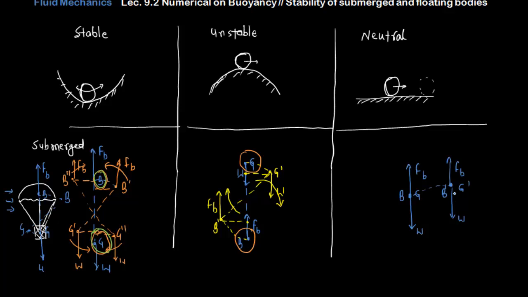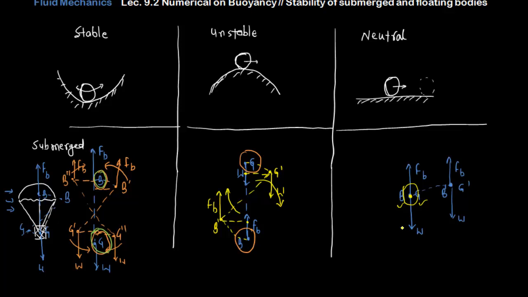So now, as there is no net force and net moment, these points B dash and G dash are not trying to approach each other or to go further away from each other. So this type of system is defined as a neutral equilibrium system, or a submerged body is said to be in neutral equilibrium if the center of buoyancy and the center of gravity coincide. From here we can conclude that a submerged body is said to be in neutral equilibrium if the center of buoyancy and center of gravity coincide.